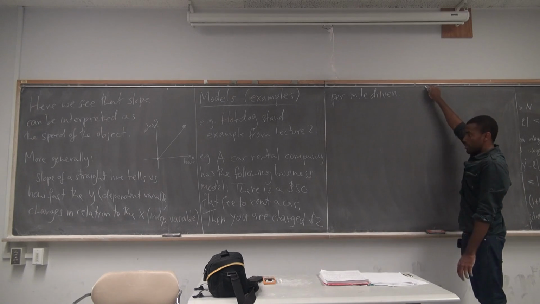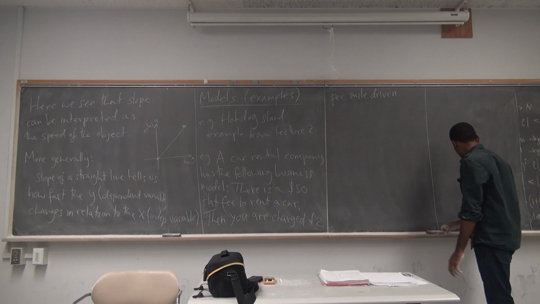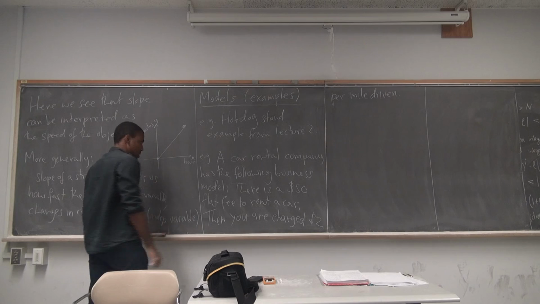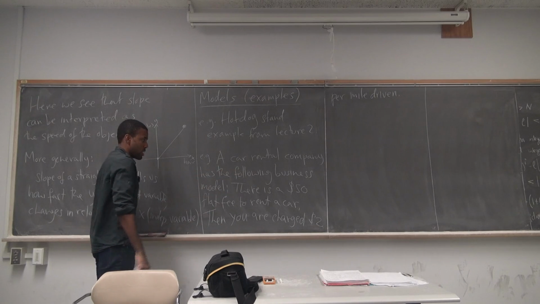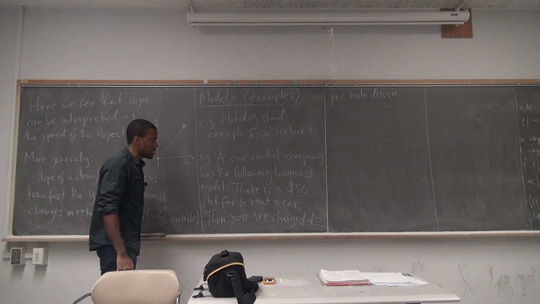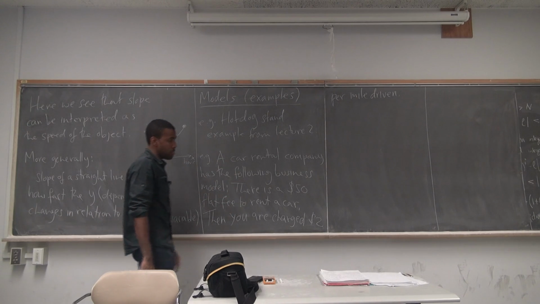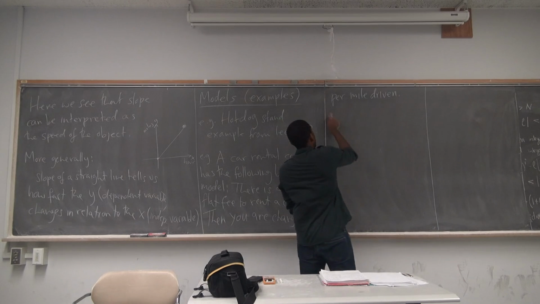Let's look at the example of a car rental company that has the following price structure. They charge you a flat fee to rent a car. So you want to rent a car from them, you have to pay a $50 flat fee, and then they're going to charge you $2 for every mile driven. So they're charging you based on the mileage after this flat fee.